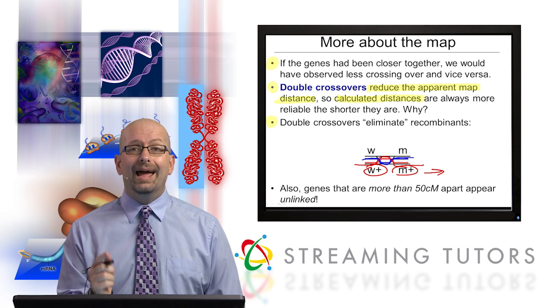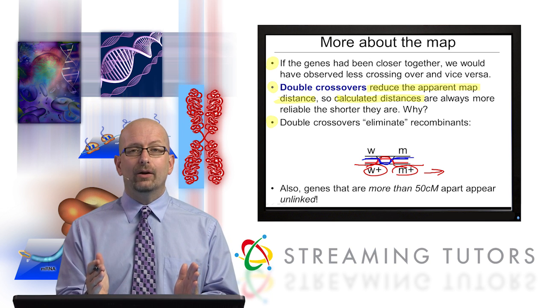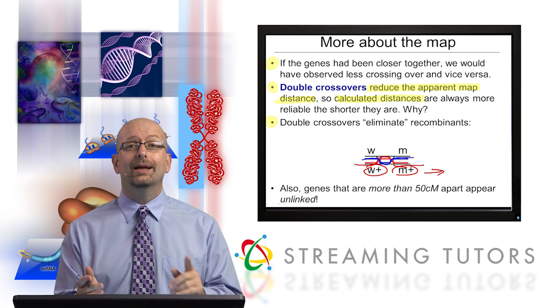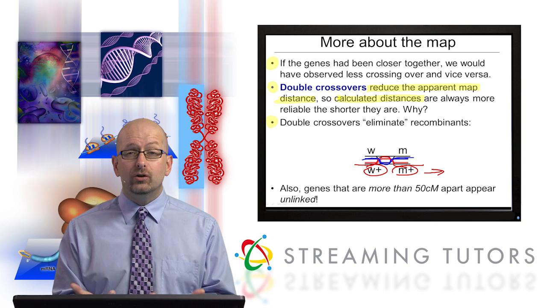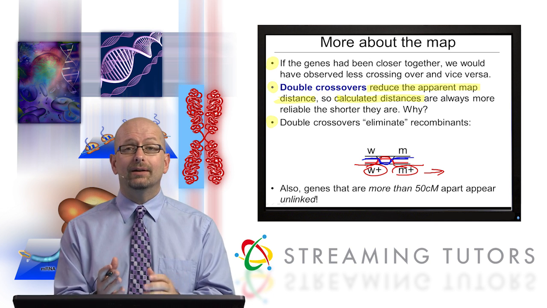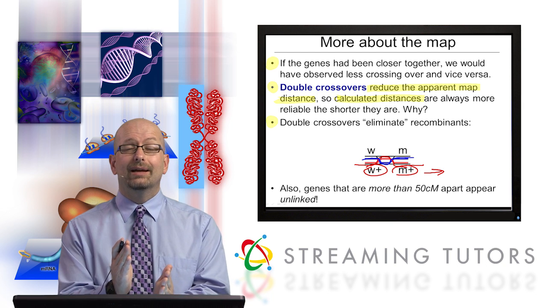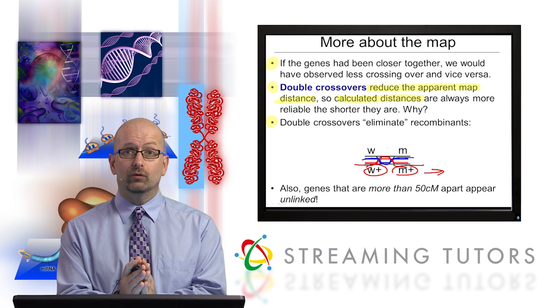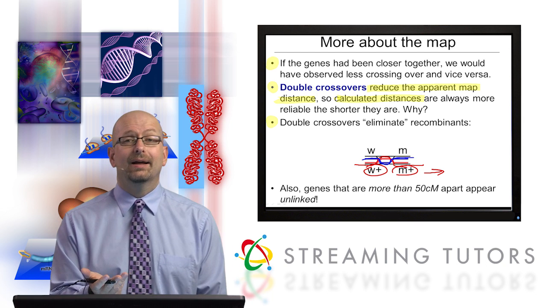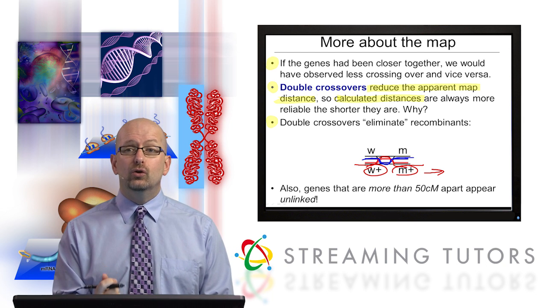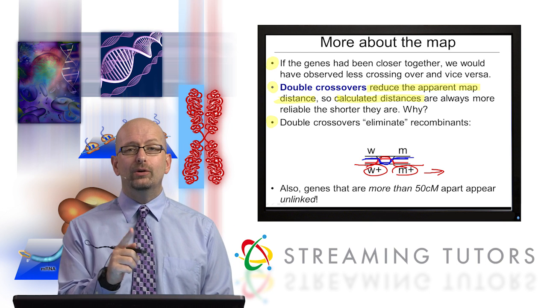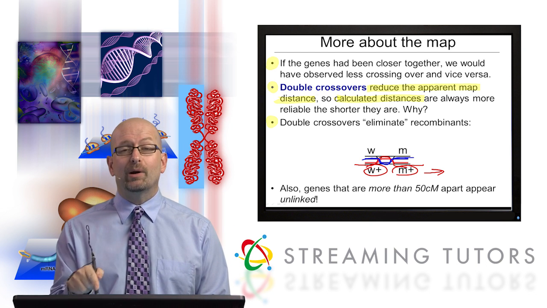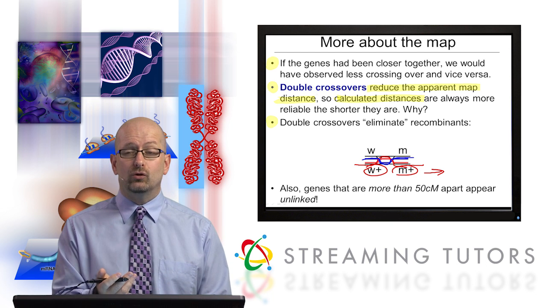So whenever you make a calculation based on the recombination frequency, you are not able to take into account the double crossovers. Therefore, you're underestimating the true distance. You're doing it based on a certain number of single crossovers. You're not able to get the double crossovers. So the phenomenon of double crossing over reduces the apparent map distance. Okay? When we do our next problem, you'll see exactly how this pans out into reality.